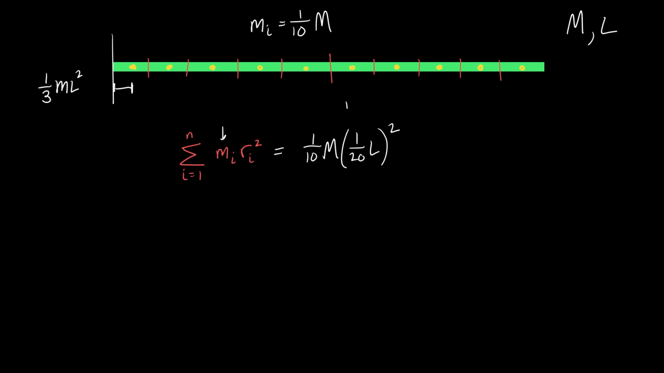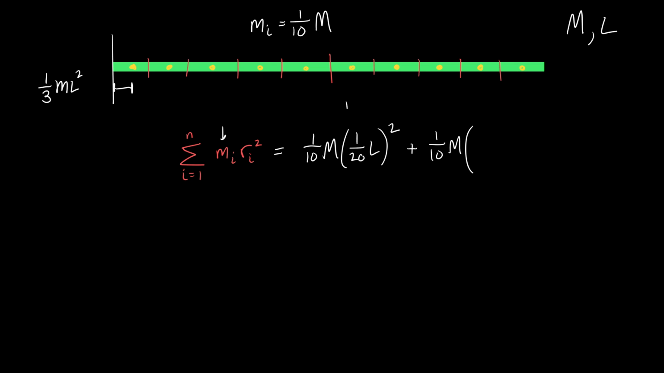That's term number 1. How many of these terms are there going to be? What's that? How many pieces are there? 10 pieces. I expect there to be 10 terms, 1 for each piece of the meter stick. We're adding them all together. So let's go to the next piece. What's the mass of the next piece? Yeah, still 1/10 of m. Each piece is the same size.